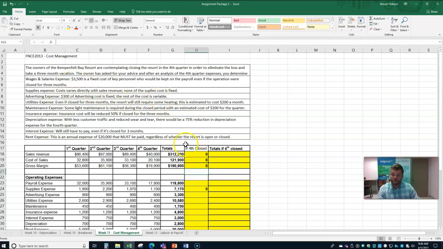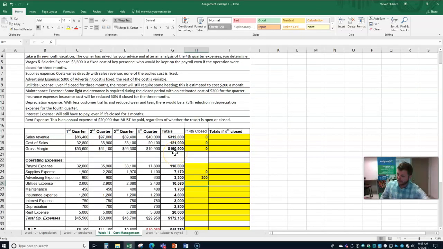Advertising, $300 of advertising cost is fixed. The rest of the cost is variable. So advertising, where in the 4th quarter you were paying $600, now we're paying $300. Now this would probably be maintaining your website or maintaining some sort of social media ads. Utility expense, even if it's closed for 3 months, the resort will still require some heating. This is $200 a month.